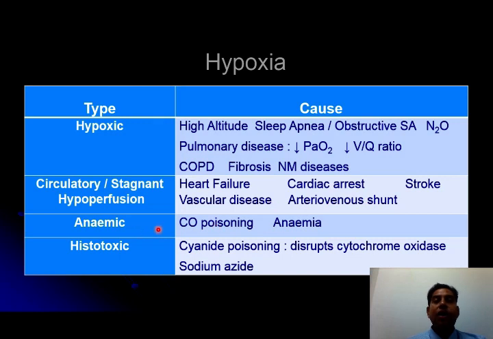Anemic hypoxia occurs in carbon monoxide poisoning and, of course, anemia, as the term denotes. Histotoxic hypoxia occurs because of cyanide poisoning, where it disrupts the cytochrome oxidase, or in case of sodium azide poisoning. So these are the two conditions where you have histotoxic hypoxia. This is because of damage to the enzymes which are responsible.